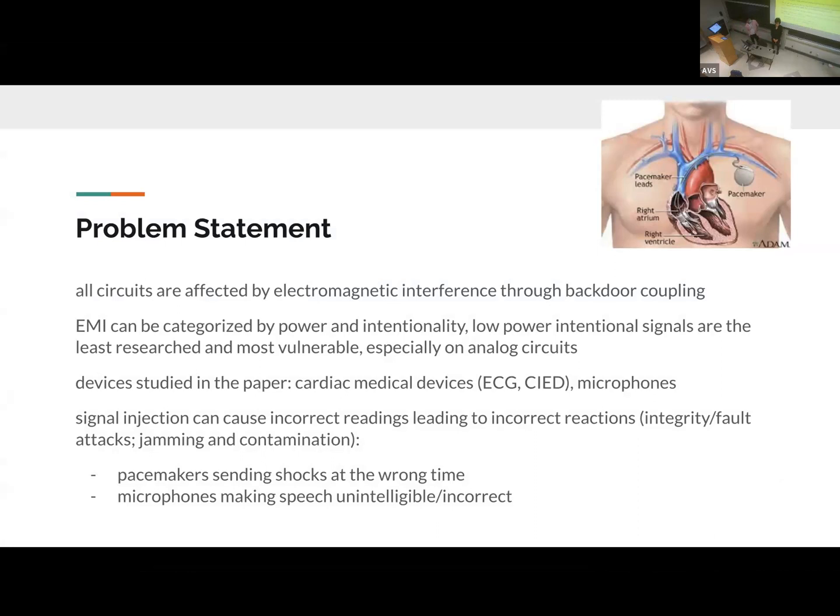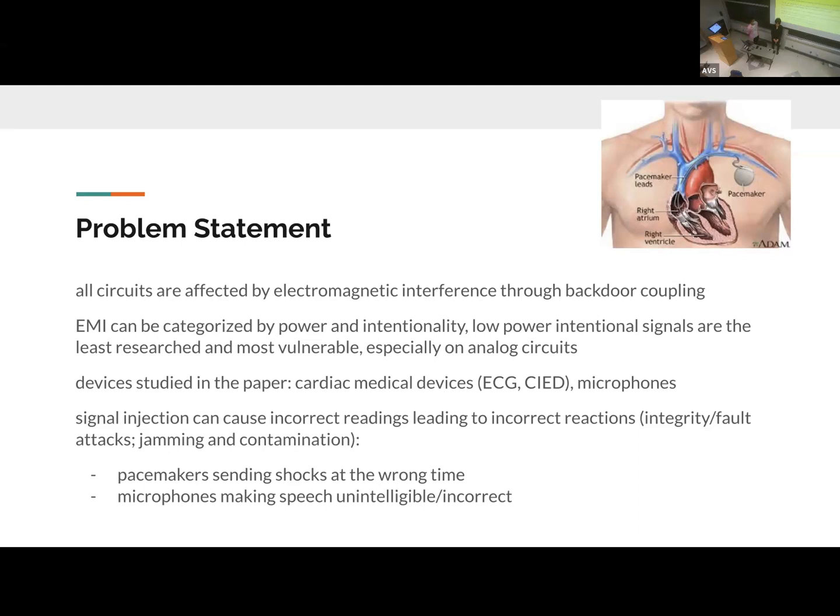In terms of devices studied in the paper, there are cardiac medical devices, so ECG stands for electrocardiogram external machines, and CIED are cardiac implantable electrical devices. They also researched the effect of EMI on microphones and commodity devices. The vulnerability that they found was that signal injections can cause incorrect readings, leading to incorrect reactions.